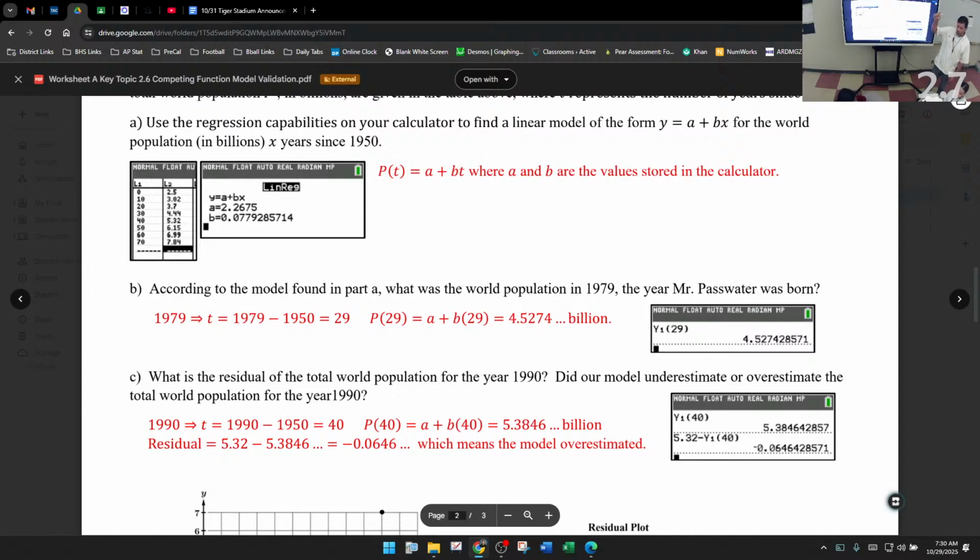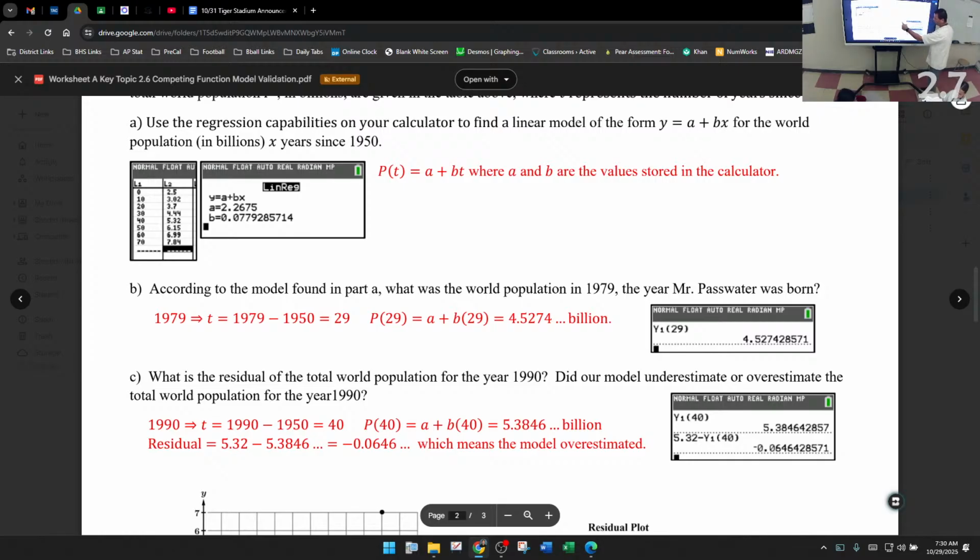And then you need to store that into Y1, and that way you can plug and chug. There's Y1 of 29. So when I plug in 29, you should get 4.5274 or 5.27, 4.57. I keep saying 7 first.